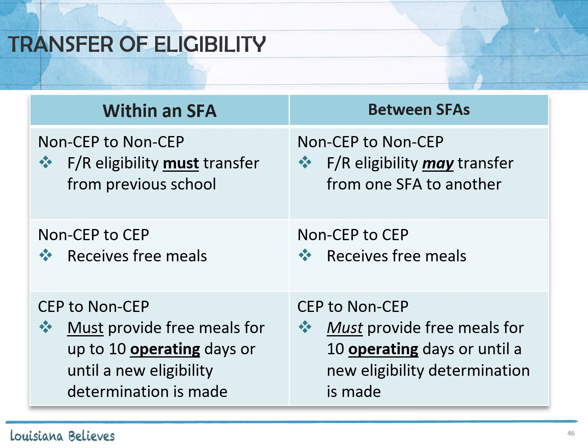If a student transfers to a new SFA from a non-CEP school to another non-CEP school, the free and reduced price eligibility may transfer from one SFA to another. If a student transfers from a non-CEP school to a CEP school in a new SFA, the student will receive free meals at the new school. If a student moves from a CEP school into a non-CEP school in a different SFA, the school must provide free meals for 10 operating days or until a new eligibility determination is made.